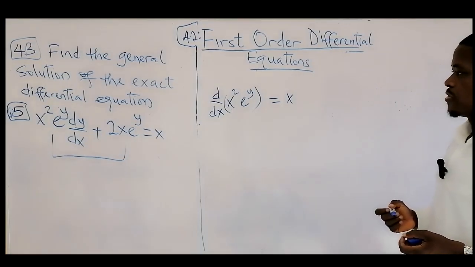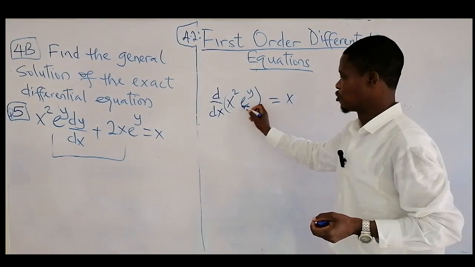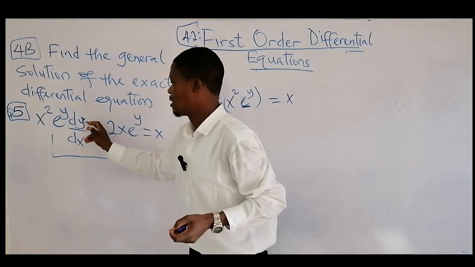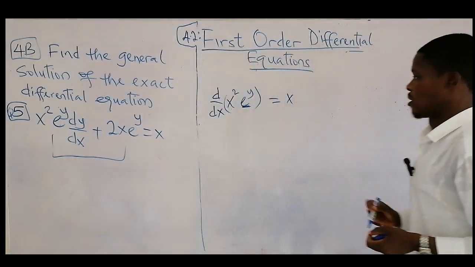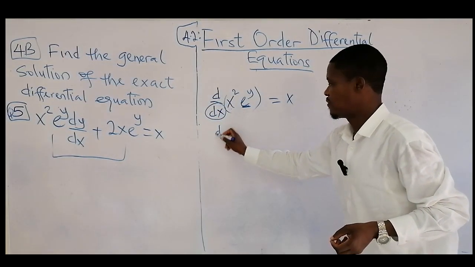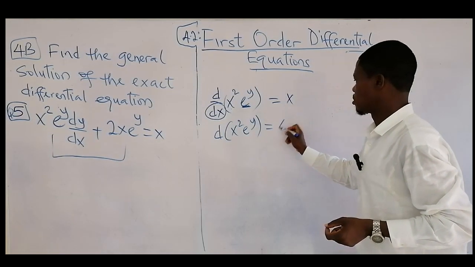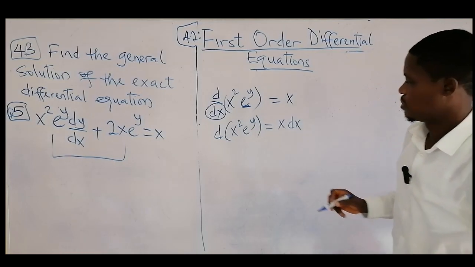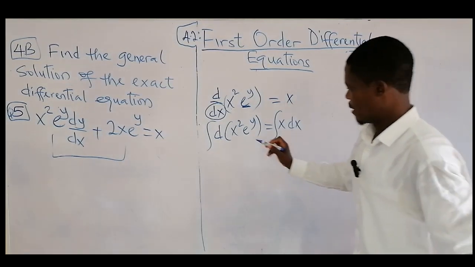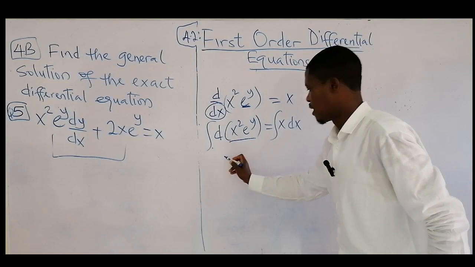Don't forget that by the time you differentiate this, it's going to be implicit differentiation, and that's why we are having e to the power y times dy/dx. The next thing to do now is to remove this from here. Then you have d of these two functions equal to this. Then integrate both sides of the equation. The integral of d of a function will give you that function back.